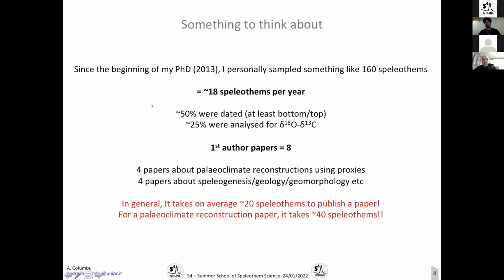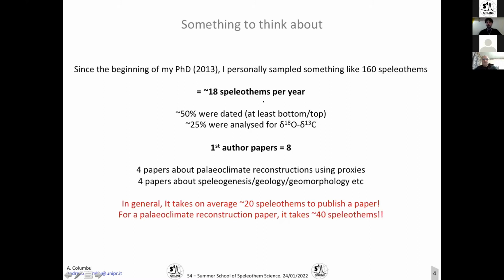But at the same time, when I was preparing this talk, I was curious about how many samples I've collected since the beginning of my PhD in 2013. Honestly, I didn't have a clear idea, so I went through my data and found out that I have collected something around 160 speleothems. It means about 18 per year, and only half of them were dated, at least bottom and top, and only 25% of them were analyzed, but I believe this number is even less.